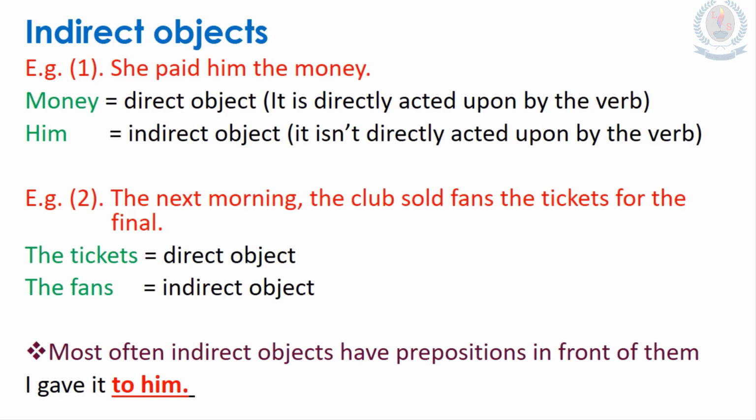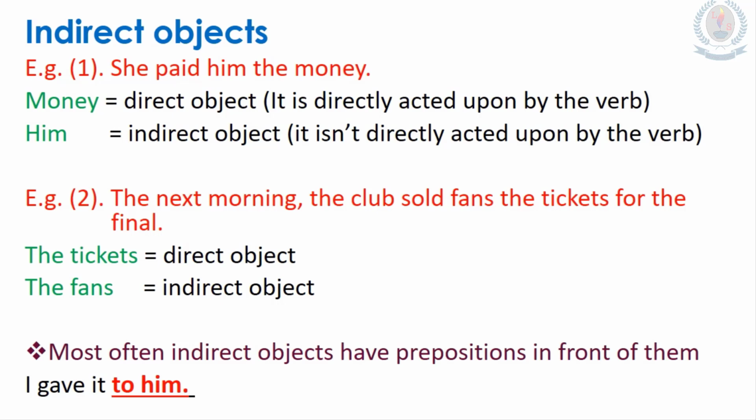Let's go to the next one, children. Now you may have a problem identifying direct and indirect objects. The best way is to go to the verb and ask the question, what or who. When the verb gives the answer, we should take that answer as the direct object. The other object is the indirect object.